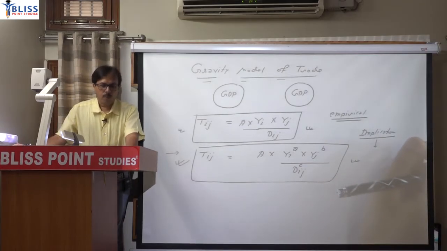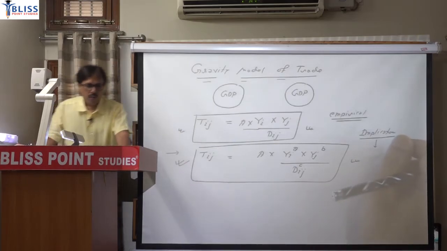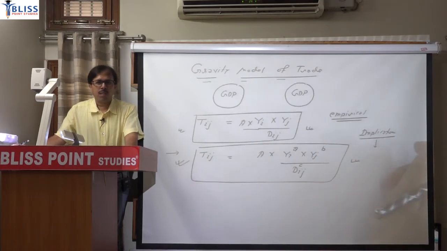Next paragraph. However, trade is also determined by some non-economic factors which are not covered in the gravity model of trade. The trade between, let us say, India and Pakistan will be less, but why is it less? Those are non-economic factors. So those non-economic factors are not covered in this gravity model.